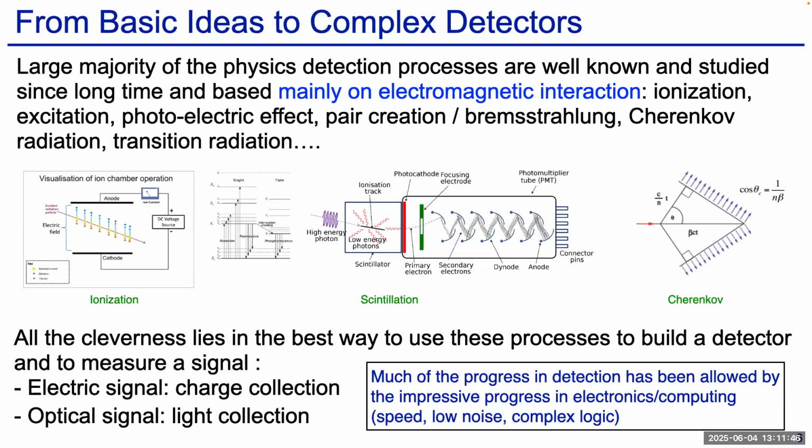But the cleverness and how to design detectors really lies in the way how you can actually make use of these. For electric signals, you have to collect the charge, and for optical signals, you have to collect light. And much progress in the detection of particles in the last 30, 40 years is really by the progress in the electronics. This is where we really made progress with low noise electronics, more sensitive, faster. And this is where the fun is.